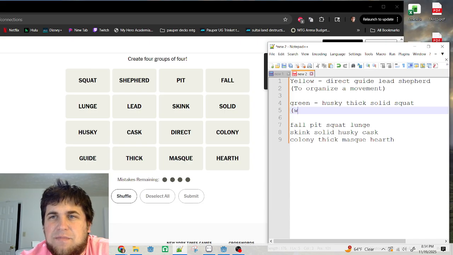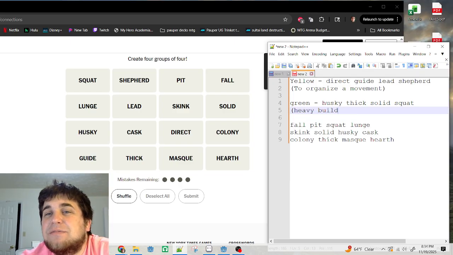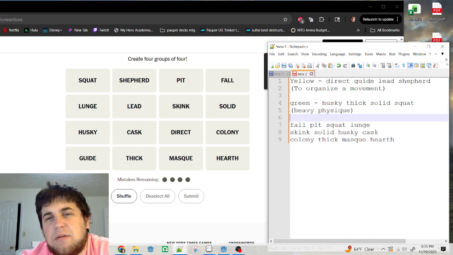How would I say this? Built like, muscular? No. Big boned? I don't know. Big, heavy build? Or heavy physique is kind of more what I'm thinking when I say build. So maybe that's a good placeholder.